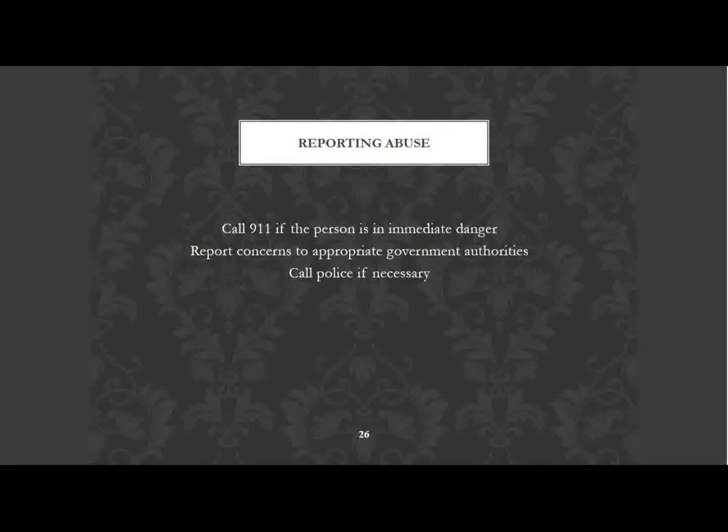Reporting elderly abuse. Call 911 if the person is in immediate danger. Report concerns to appropriate government authorities. Call the police if necessary. Okay. And this is just a little caption. Imagine a world without elder abuse. Report elder abuse. Okay, it's just a short caption.